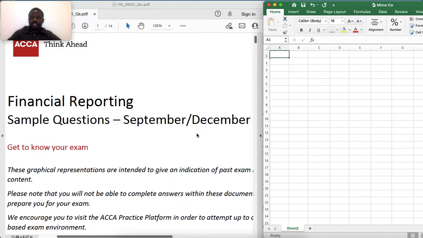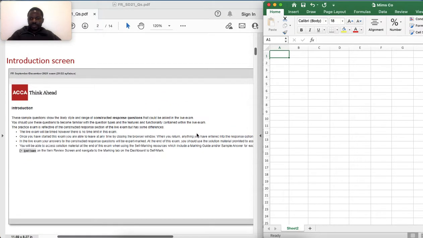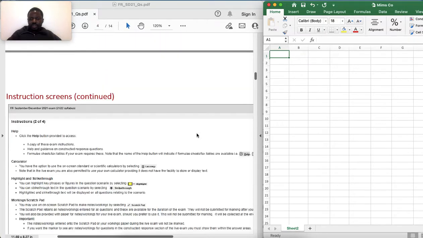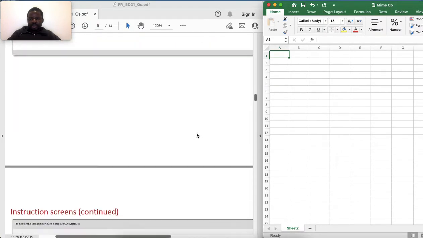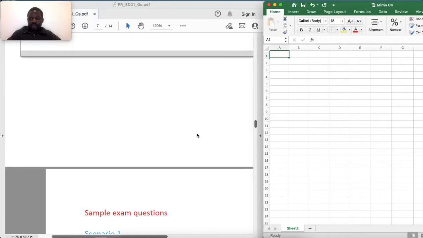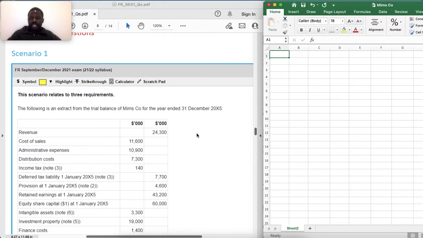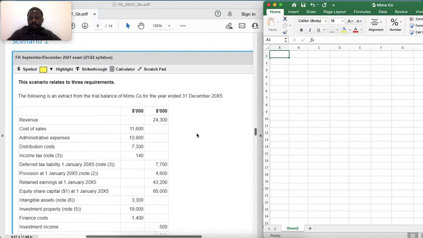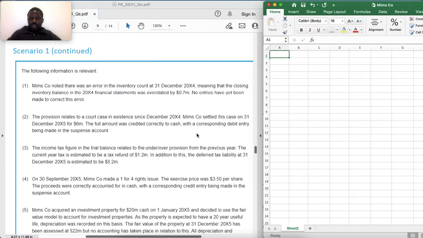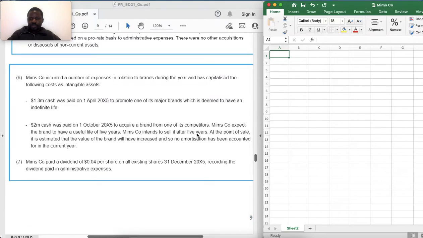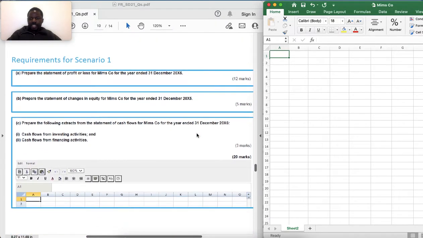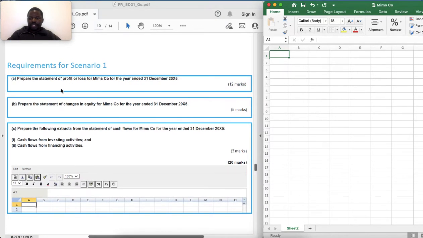So let's go to the requirement. We'll scroll down. Then we are given our scenario here, scenario 1. It's continued here, also there. Then our requirement, we are given our requirement here.